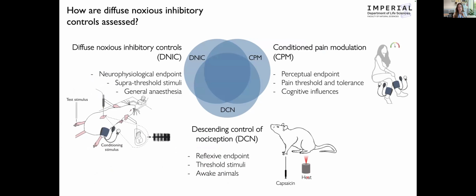What we know more about, and what there are lots of publications on, are these paradigms that we can use to evoke descending inhibition upon use of a conditioning stimulus. We've got lots of data on DNIC from those early studies by Le Bars, Dickenson, Besson, etc., where we're looking at a neurophysiological endpoint as opposed to descending control of nociception. These are in wakeful animals. We might use capsaicin as a conditioning stimulus, heat as a test stimulus, and we've got this reflexive endpoint in the wakeful animal. And then, of course, conditioned pain modulation, which is a perceptual endpoint that's subject to cognitive influences because the individual is awake when we apply these tests.